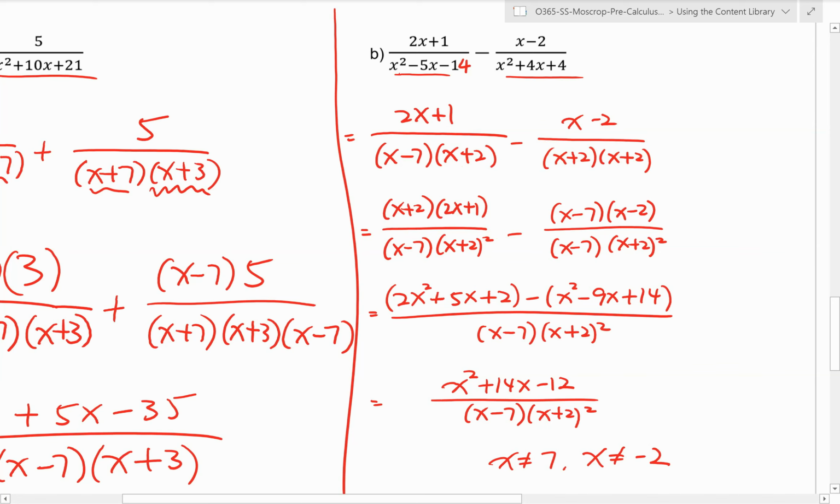So you actually need x minus 7 and x plus 2 squared for your common denominator, which means for the first fraction, I need to multiply by x plus 2. For the second fraction, you need to multiply by x minus 7. You just need to expand.